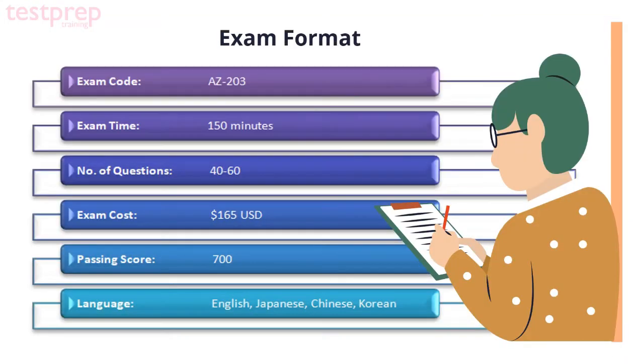Exam code is AZ-203. Exam time is 150 minutes. It has 40 to 60 questions. It costs around $165. Passing score is 700. Language can be English, Japanese, Chinese, and Korean.